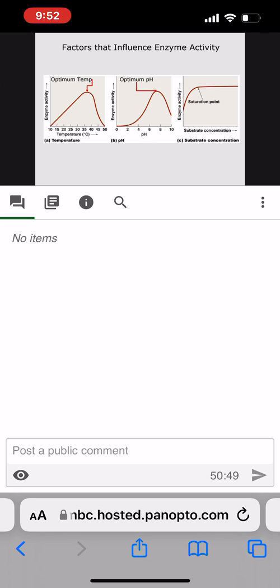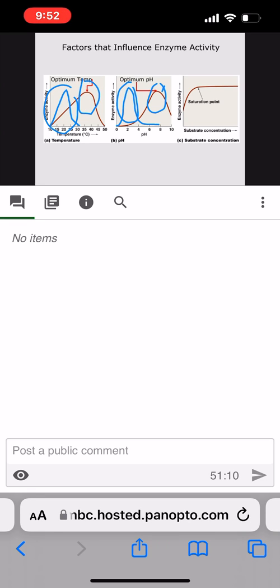So it would have a shape that looks like this, rather than this. And an organism that grows down at 20 degrees would have optimal activities somewhere in this range. So just recognize that temperature influences activity depending on where the organism is from and the enzyme that you're talking about.